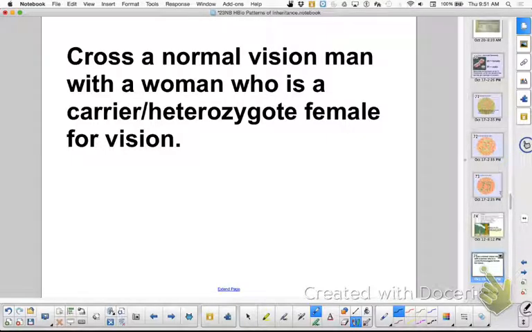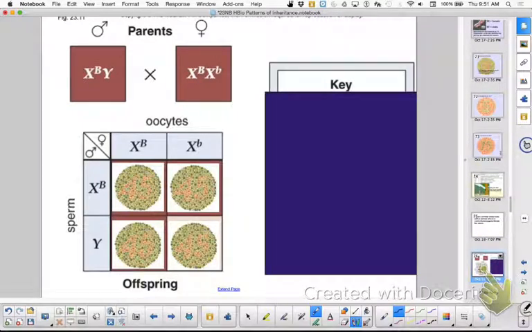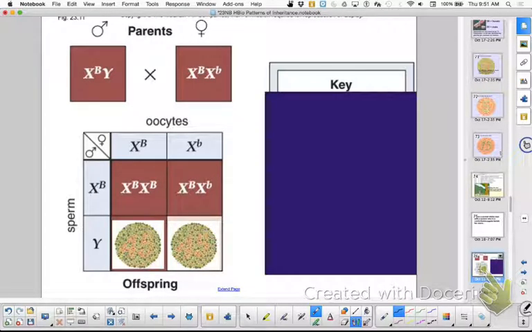So what is this like? Did you set it up like this? Well, I can't read it. X big B, she's a carrier. X big B, X little b, right? And dad was normal vision, so he's X big B, Y. Can you see that number? I think that's 45.